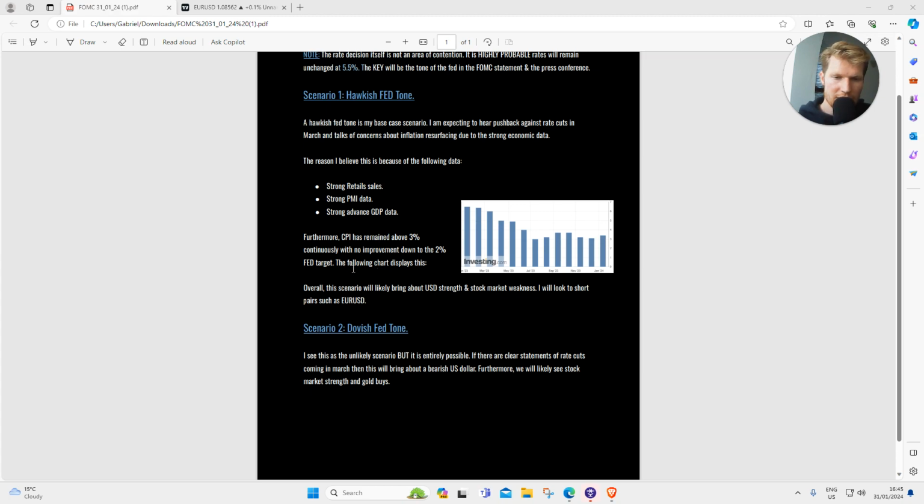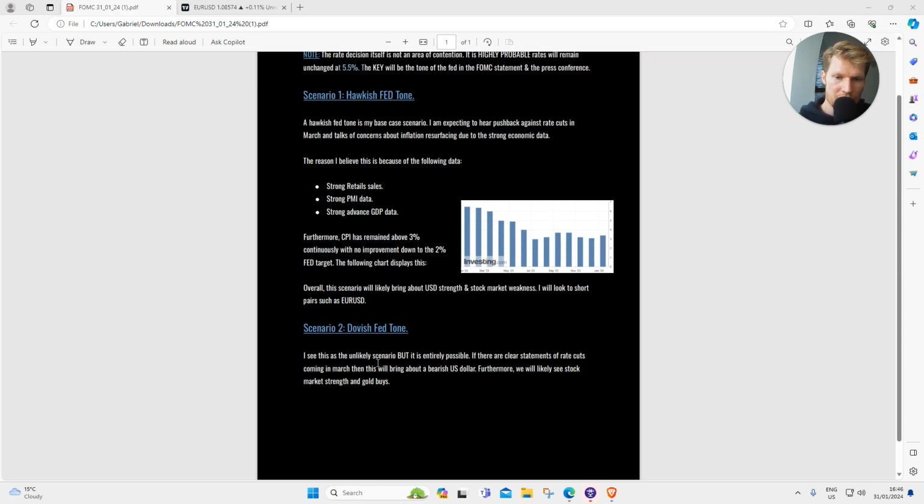Now on the opposite end is the dovish scenario, and it is entirely possible that we get this scenario. This is just my personal analysis. It's entirely possible that we get a dovish Fed tone, and that's why it's important to see what the actual outcome is and then adapt accordingly, and not just pray that your idea is right. Act accordingly to the data.